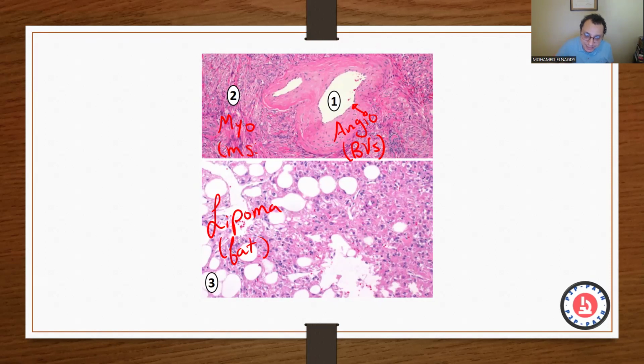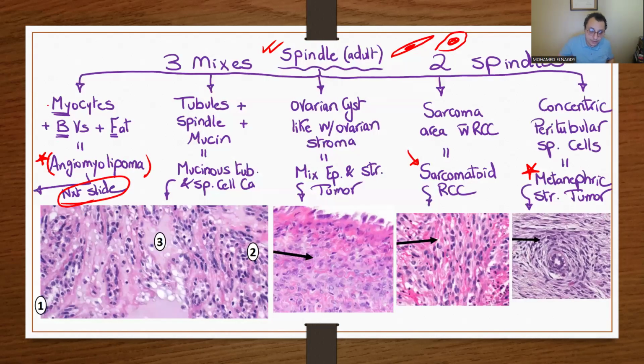and you have a myo component, which is spindle muscle cells, which are usually positive for some muscle markers. I will show you that, or we will talk about that in the key facts. But when you see the three components, spindle component, blood vessel component, and lipid component, so it's angiomyolipoma. Very easy. So myocytes, blood vessels, and fat.